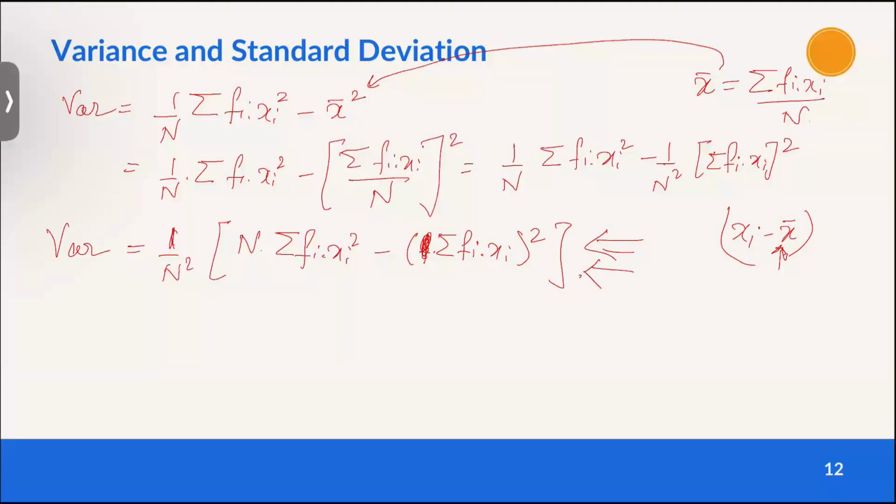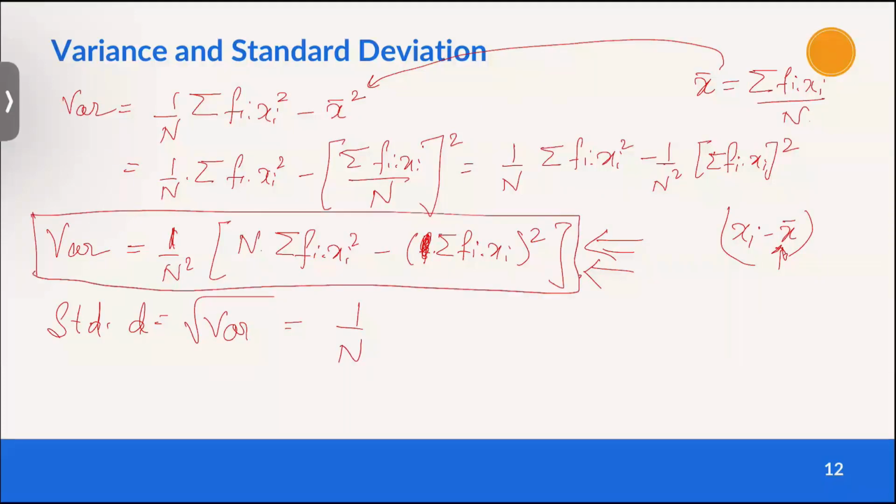Okay. And what will be standard deviation? It will be the square root of variance, which is nothing but 1 by n, you take the square root of this expression, which will be 1 by n square root of n times summation of fi xi squared minus summation of fi xi whole squared. Okay, so we'll use this expression to calculate the standard deviation.